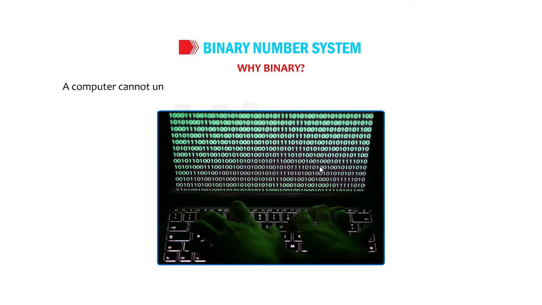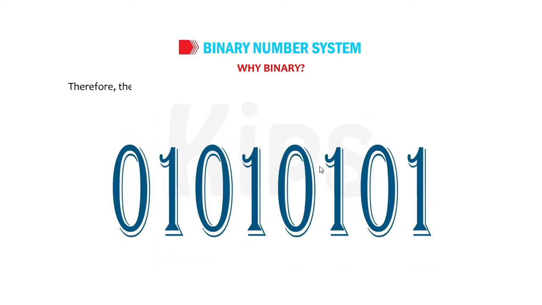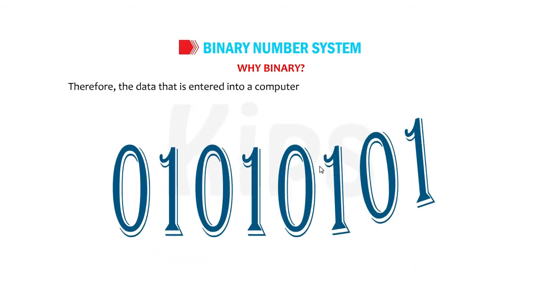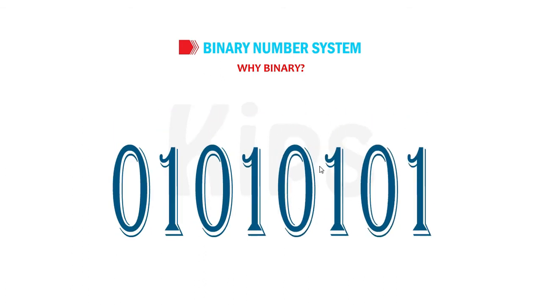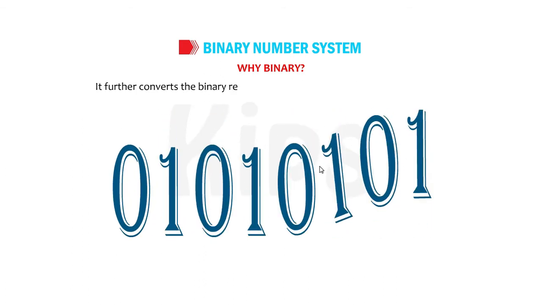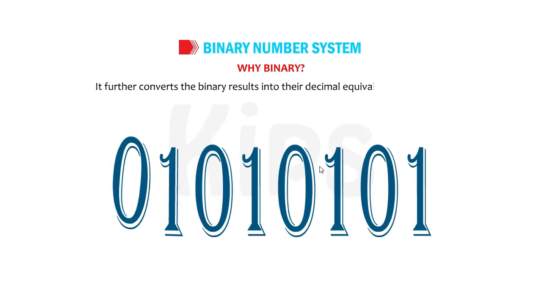A computer cannot understand human language. Rather, it understands only the binary code. Therefore, the data entered into a computer is converted into its binary equivalent. It further converts the binary results into their decimal equivalents for output.